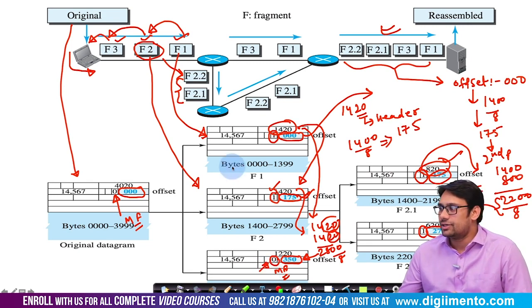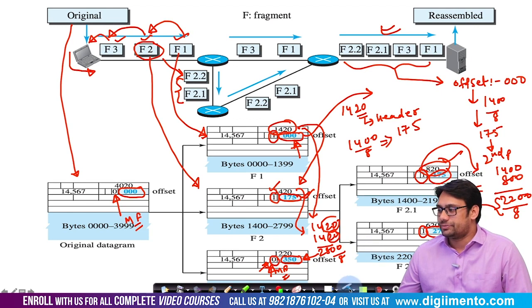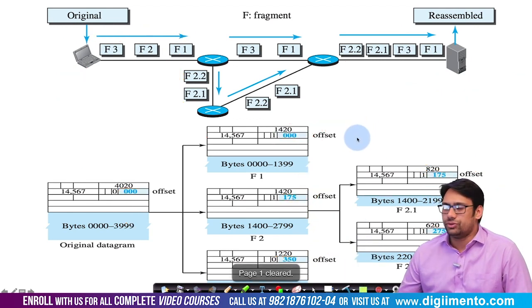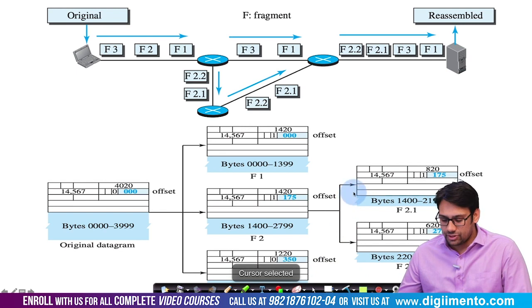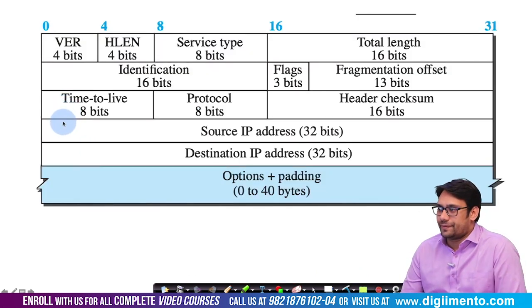How to identify the first packet? By looking at the offset value. The offset value is 0 for the first packet. How to identify the last packet? By looking at the more fragment field. The more fragment field of the last packet is 0. How to identify the sequences? Just divide the length by 8 and you can find the offset values, and you can sort these packets according to their offset values so that you can apply the searching and sorting algorithm to get the sequence of the packets, so that you can do reassembly of the packets. So this is a very basic reassembly algorithm in the case of your IPv4 datagram.